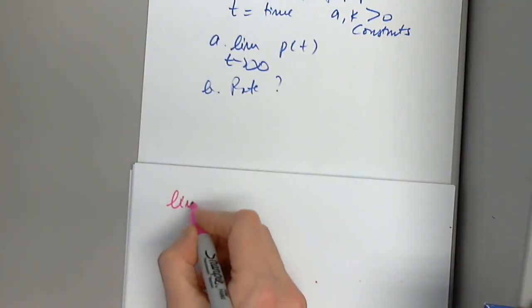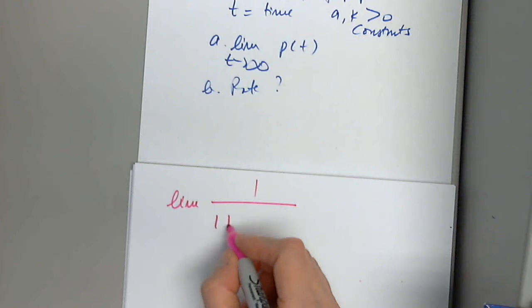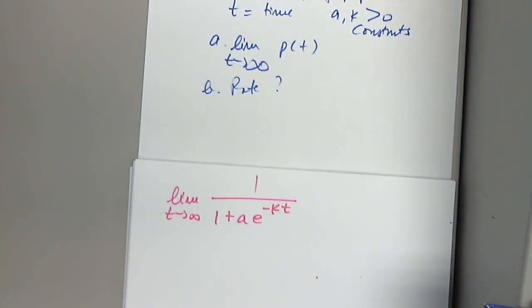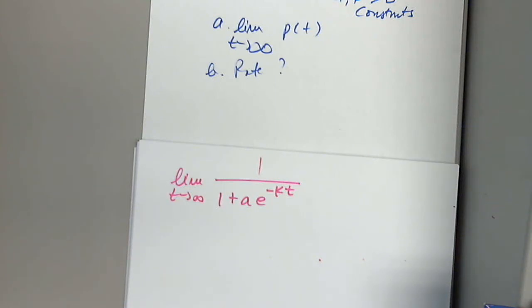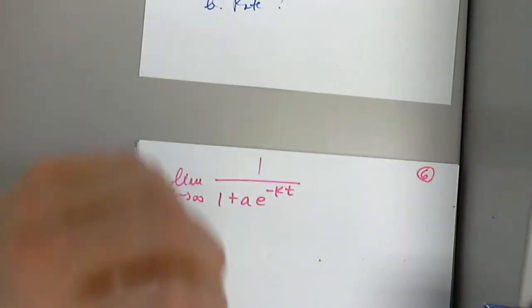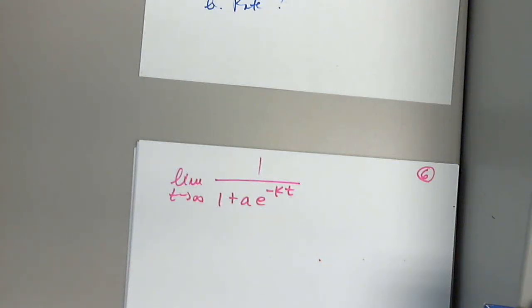So the limit of 1 over 1 plus a e to negative kt when t approaches infinity. Let's do this together, please. That was 5, this is 6. t approaches infinity. This quantity approaches infinity. This is a positive constant, I don't even care about it. So this approaches negative infinity. What about e to negative infinity?